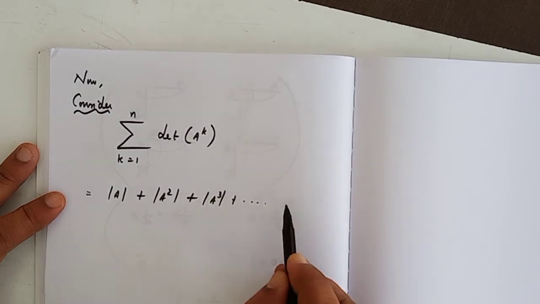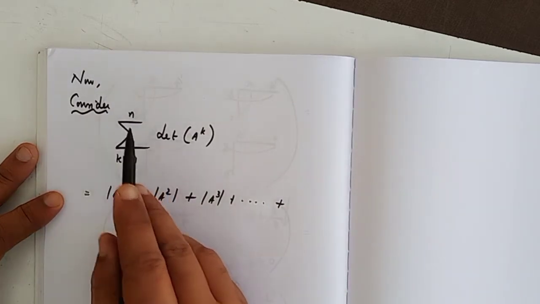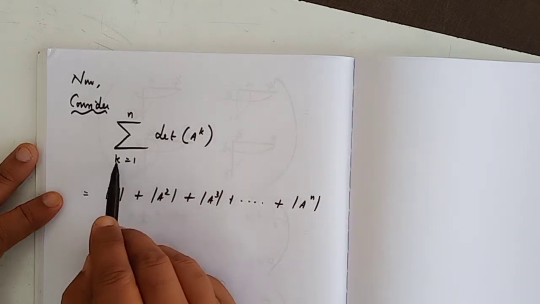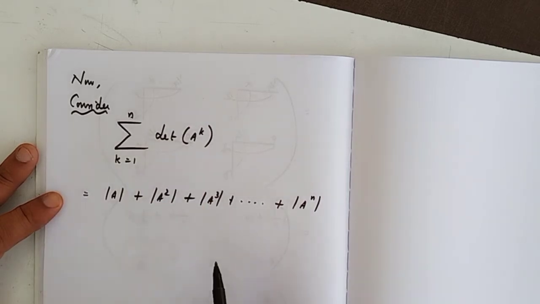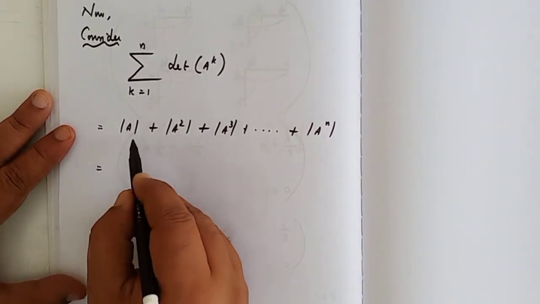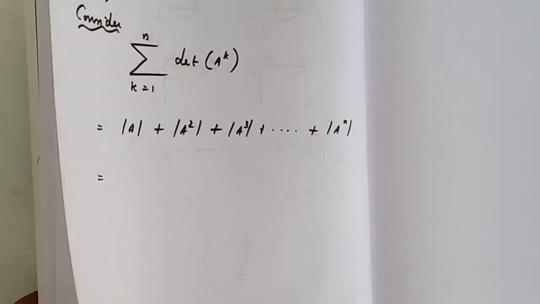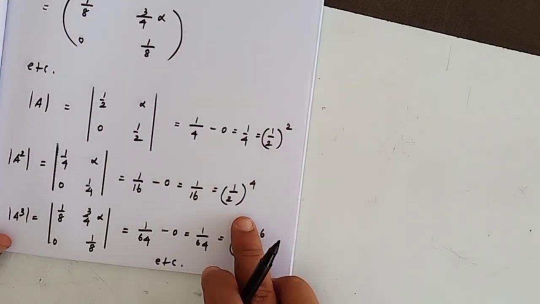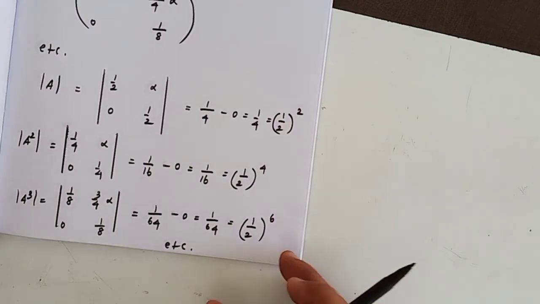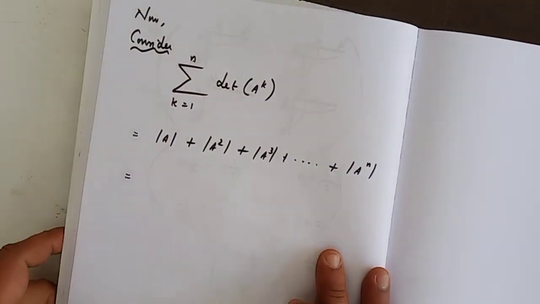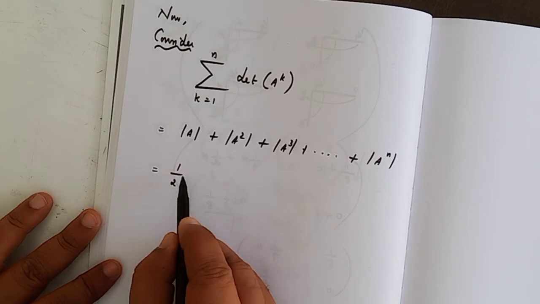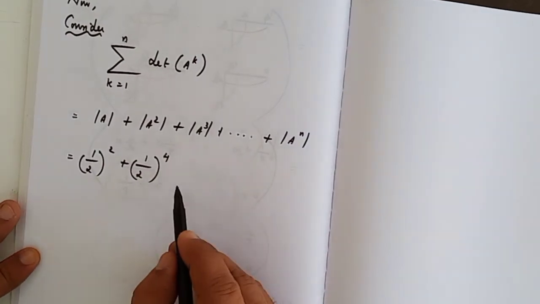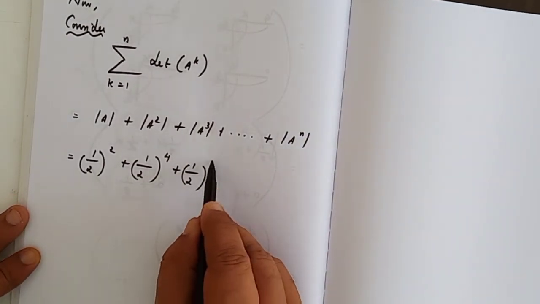It is going on. How many terms? 1 to n terms, that is determinant of a power n. Finally, k should be replaced by n, a power n. We know that determinant of a is 1 by 2 the whole square. Determinant of a squared is 1 by 2 power 4. Determinant of a cube is 1 by 2 power 6. So 1 by 2 whole square, 1 by 2 whole power 4, plus 1 by 2 whole power 6.